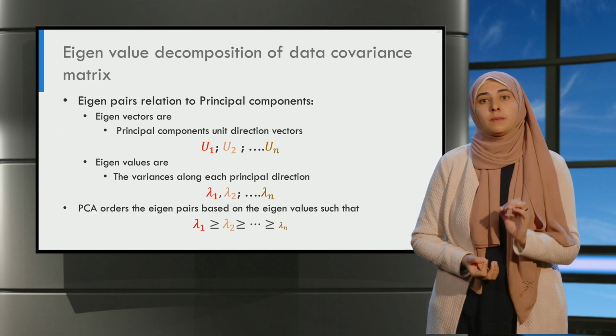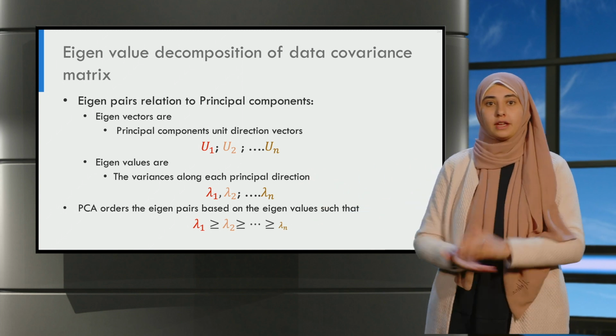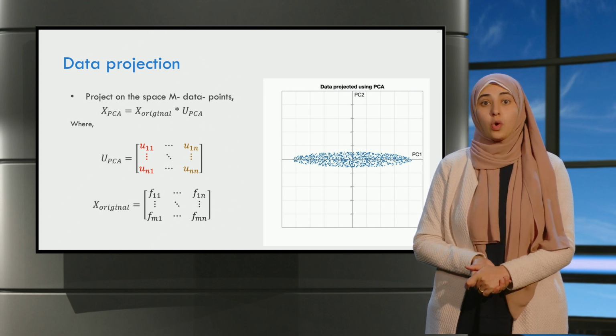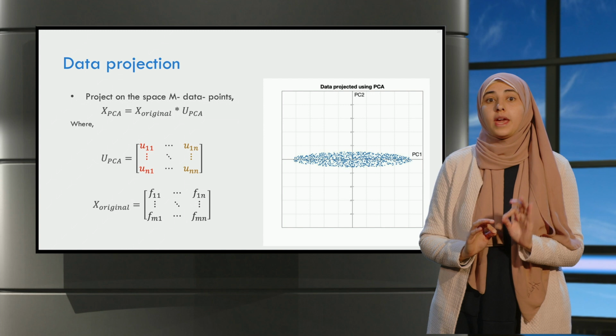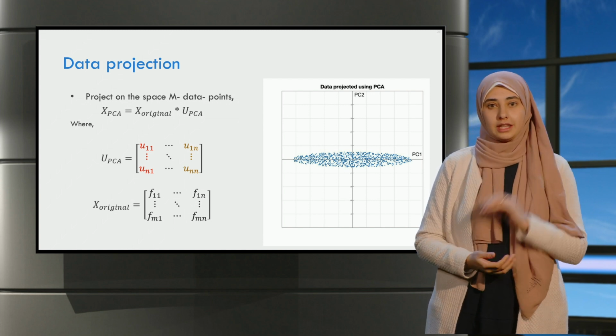PCA will always make sure that the eigenpairs are ordered in descending order of their eigenvalues. Since we now have our unit vectors ordered in the right order, we can project the data on the PCA space as discussed earlier in this video. In this video, we went through how to get the principal components mathematically using eigenvalue decomposition. We also discussed how to project the data points onto the principal directions or eigenvectors of the data.